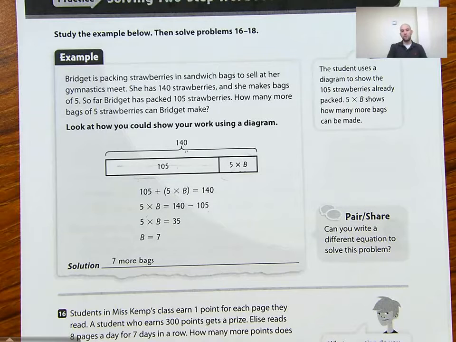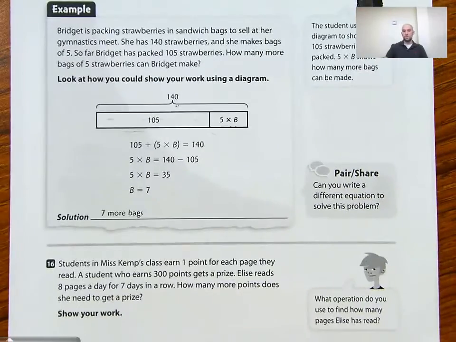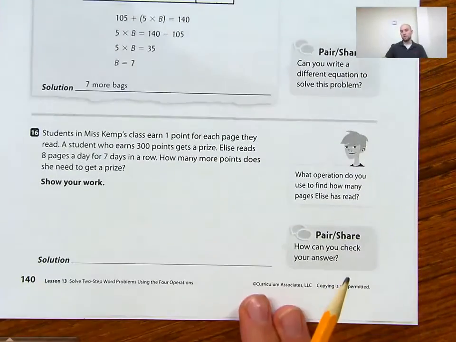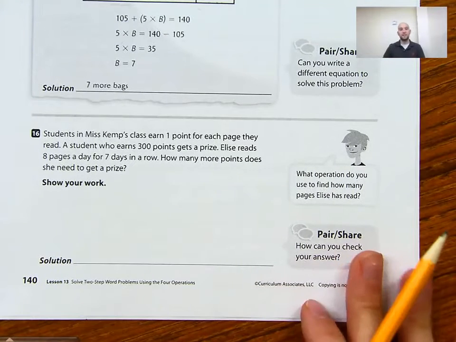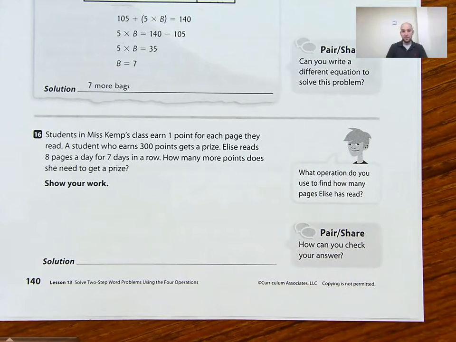So that's what most of our problems are going to look like today. In one way or another, we're going to be using 2 different steps or 2 different operations to solve. And we're going to practice kind of drawing a picture to visualize each word problem. So let's look at number 16, and we'll kind of work through these together.